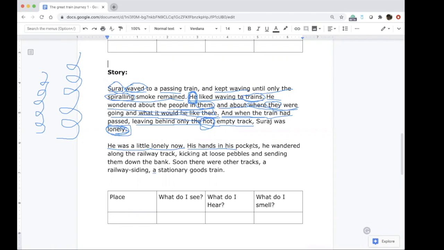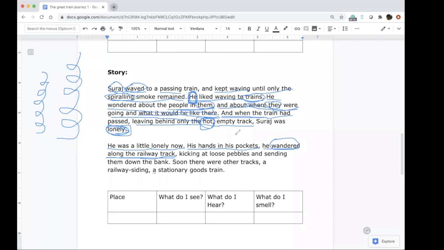His hands in his pockets, he wandered along the railway track. His hands are in his pockets. So Suraj's hands are in his pockets. He puts his hands in his pockets. He wandered along the railway track. Can anyone tell me what is the meaning of wandered? He wandered along the railway track. If you don't know the meaning, try to guess the meaning using the information along the railway track. What do you think is the meaning of the wandered?